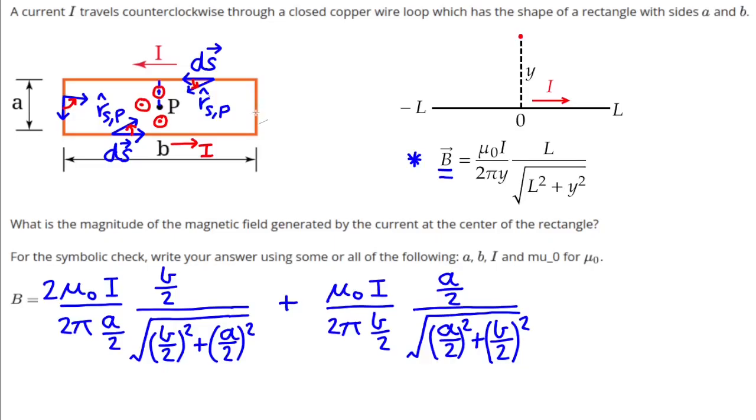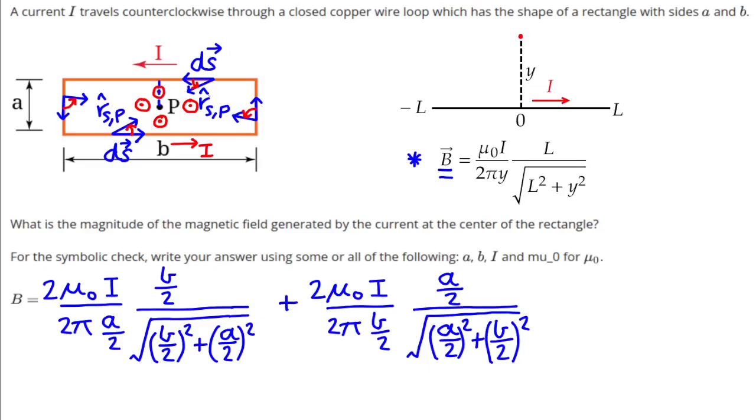And similarly on this side, the current's flowing upwards, and a unit direction vector to point P points in this direction. So taking the cross product using the right hand rule results in a magnetic field that's pointing out of the screen at P. So we add this contribution, where y is again B/2, and L, being the half length, is A/2. So we just multiply this by 2.